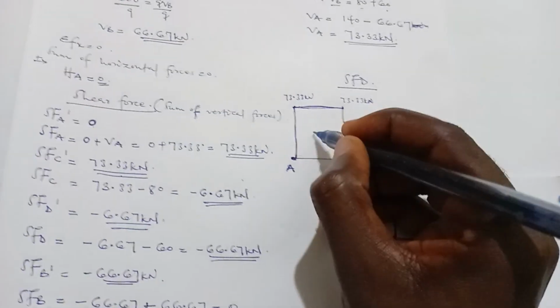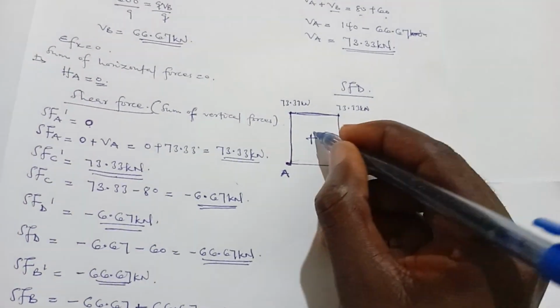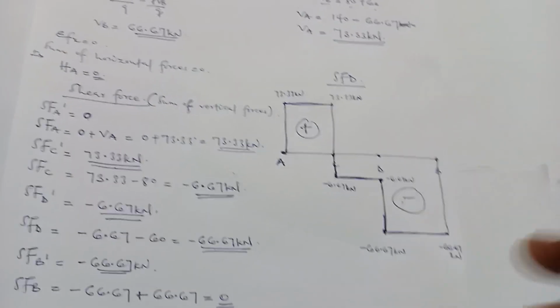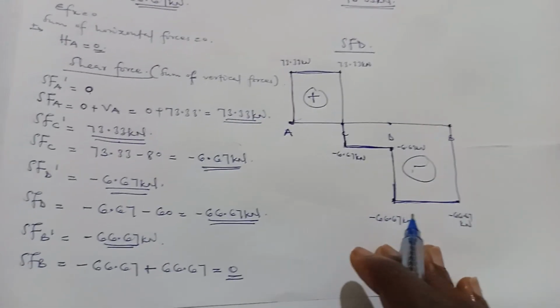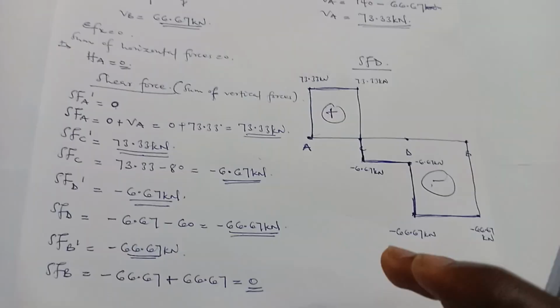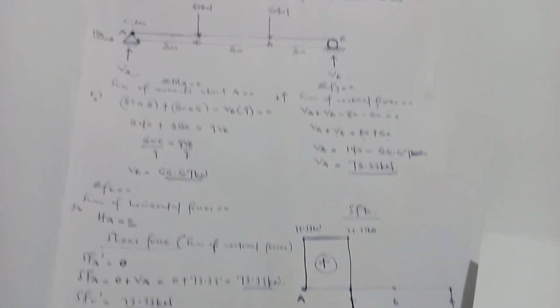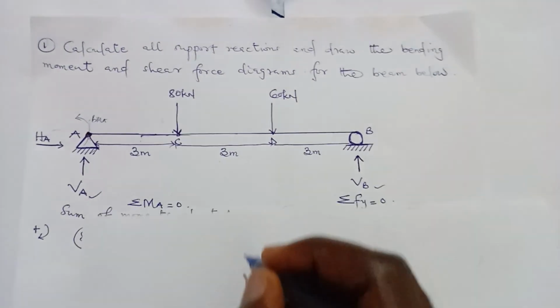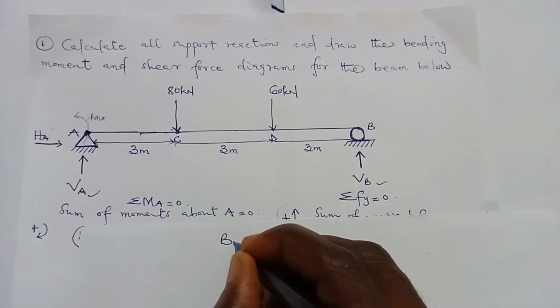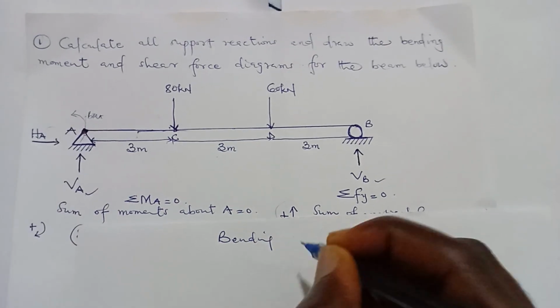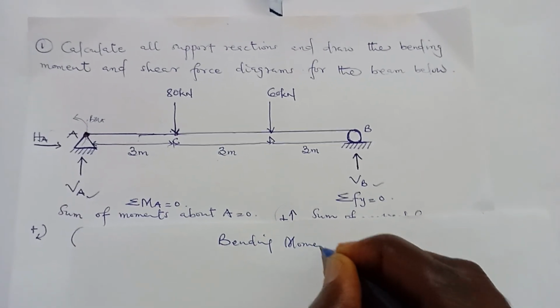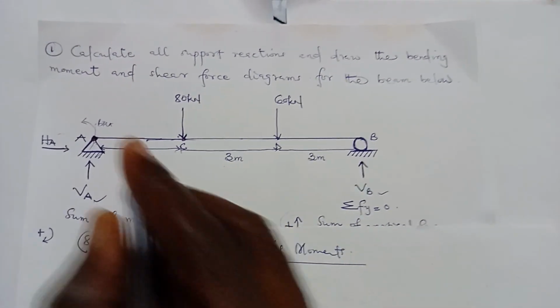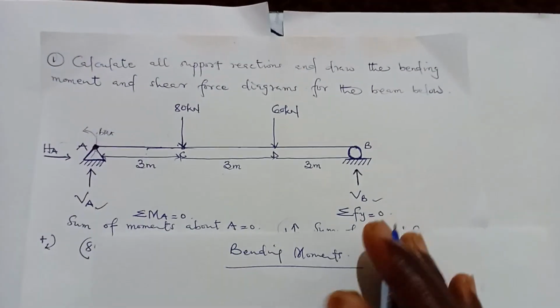So this part is positive, okay, this part is negative. So this is the shear force diagram. Onto the bending moments diagram. So we have to do the calculations for the bending moments at the various points. So you have to calculate for bending moments at A, B, C, and D.